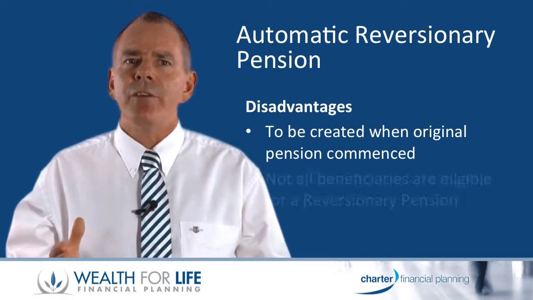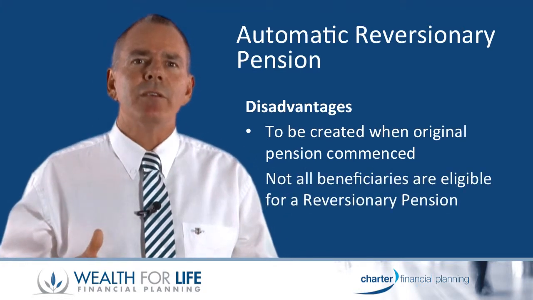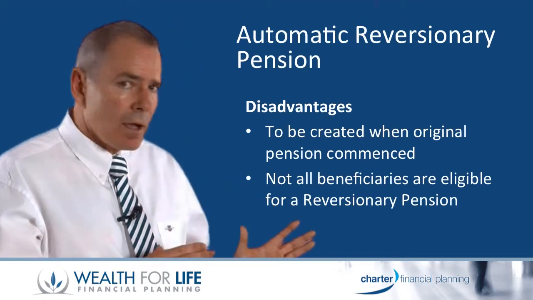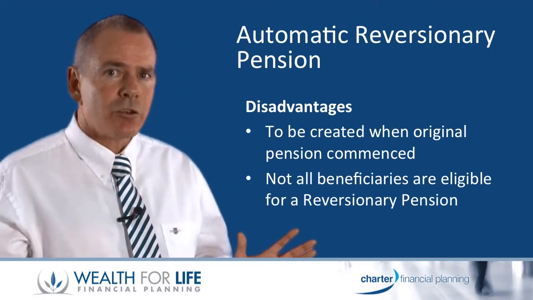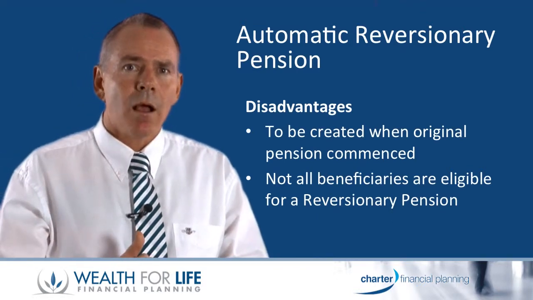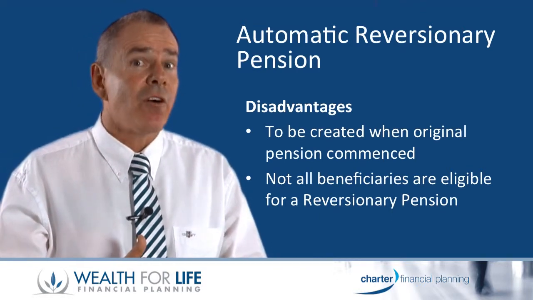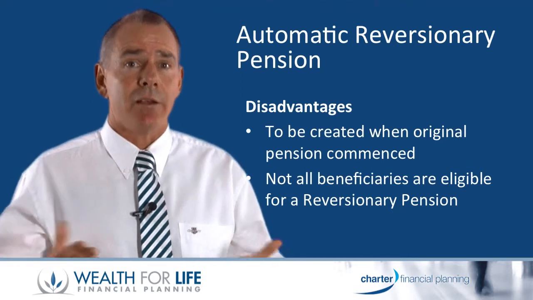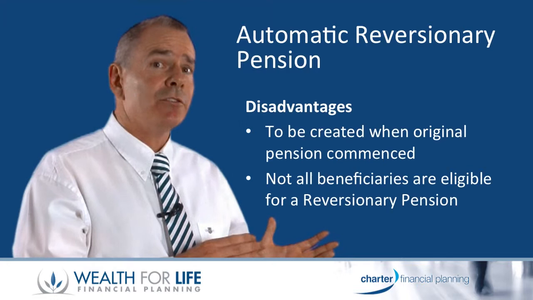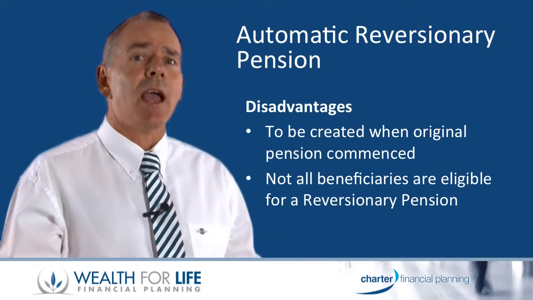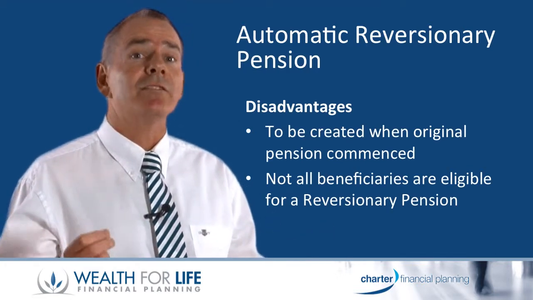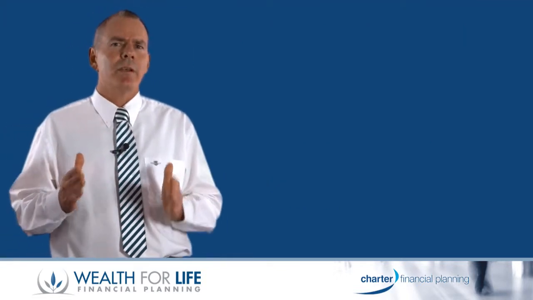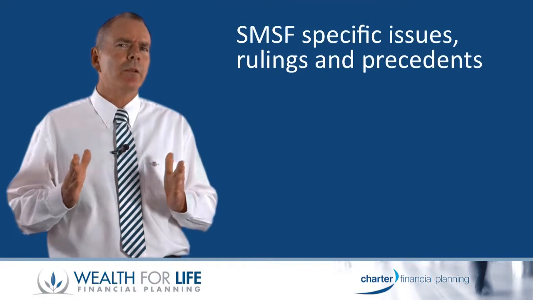Only certain beneficiaries are able to receive a reversionary pension, including a current spouse, a child under 18, a child under 25 who is financially dependent, or a disabled child of any age. A reversionary pension to any child must be cashed when they turn 25 unless the child is disabled. There are a couple of SMSF rulings and precedent cases that we can learn a lot from.